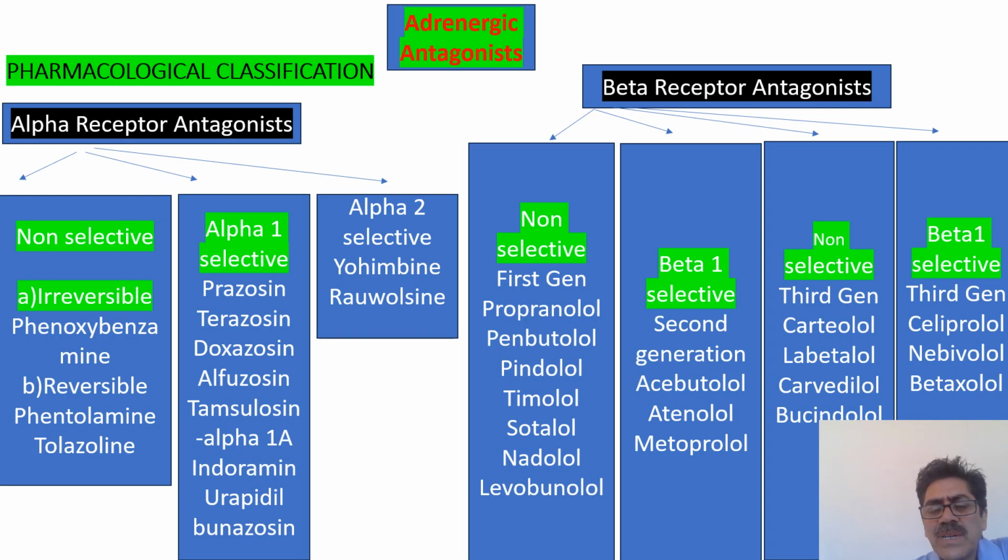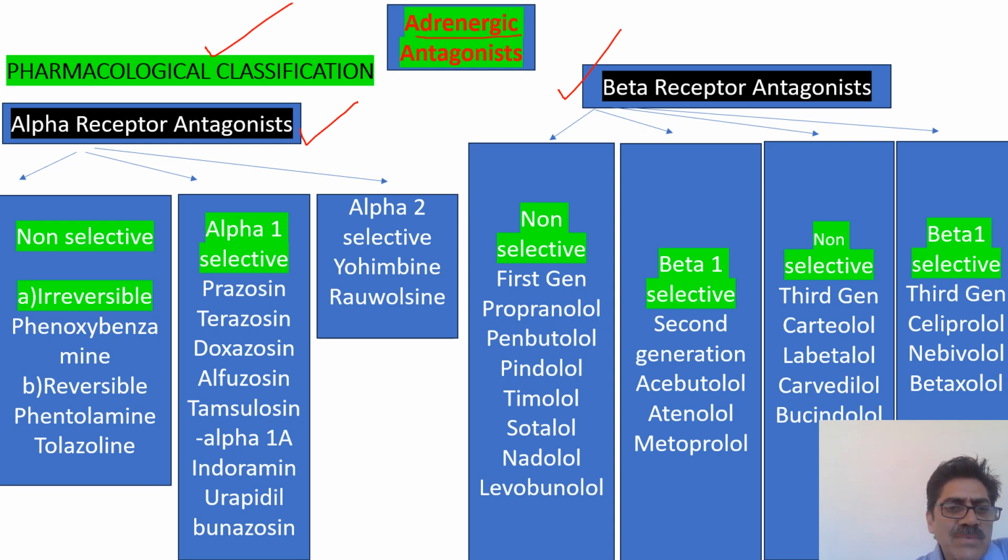Now these would be classified as anti-adrenergic drugs or adrenergic antagonists, you may also call them. This is pharmacological classification. They can be grouped into two classes, alpha receptor antagonists, beta receptor antagonists. Or we may also call it alpha receptor blocking drugs. Similarly, beta receptor blocking drugs.